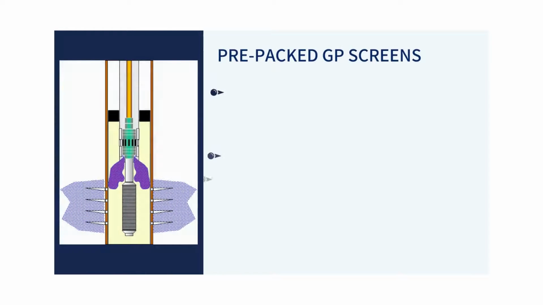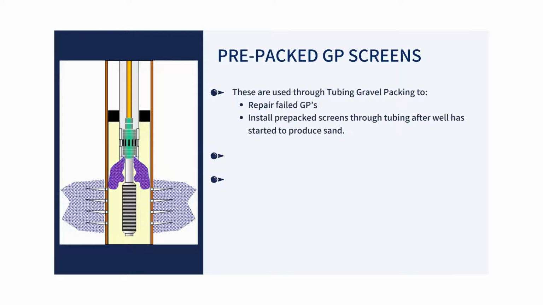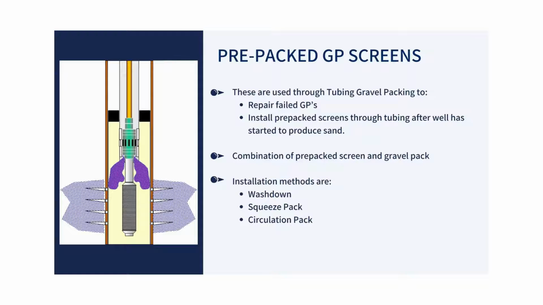Let us talk about pre-packed GP screens. These are used for through-tubing gravel packing to repair failed GPs, and to install pre-packed screens through tubing after the well has started to produce sand. A combination of pre-packed screen and gravel pack. Installation methods are washdown, squeeze pack, and circulation pack.